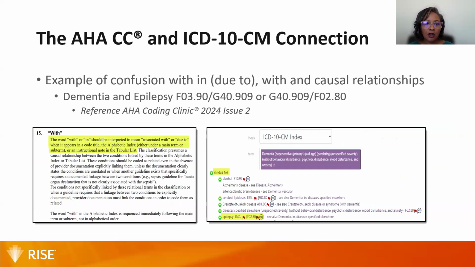In my next example, I'd like to talk about the example of confusion in the with, in, due to, and those causal relationships. We talked a little bit about those a moment ago, but here I want to give you some examples of where you have your with and your convention sections, and it talks about the word with or in should be interpreted to mean associated with or due to when it appears in a code title, the alphabetic index under a main term or subterm, or an instructional note in the tabular list.